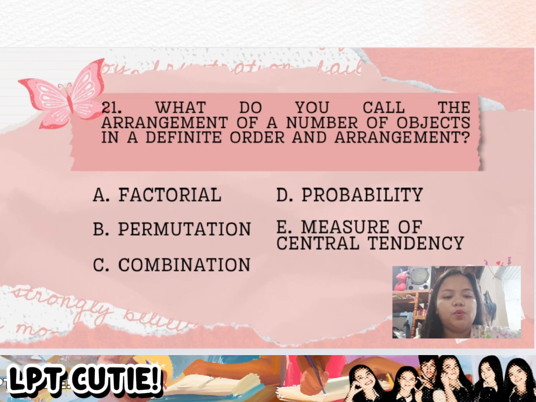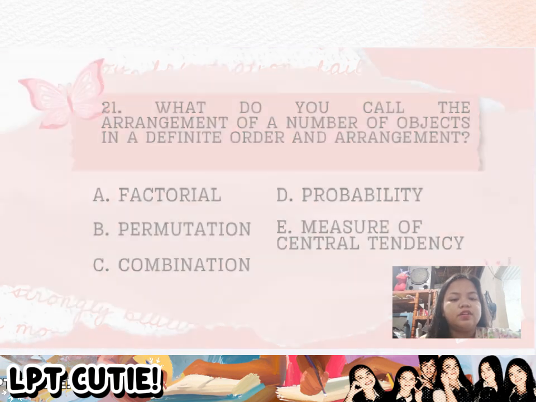Okay, so number 21. What do you call the arrangement of a number of objects in a definite order? Is it letter A, factorial, letter B, permutation, letter C, combination, letter D, probability, or letter E, measure of central tendency? So what do you think is the correct answer?